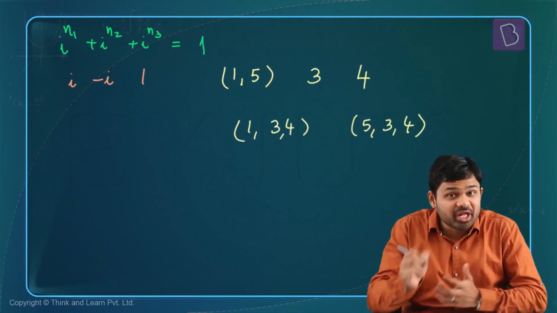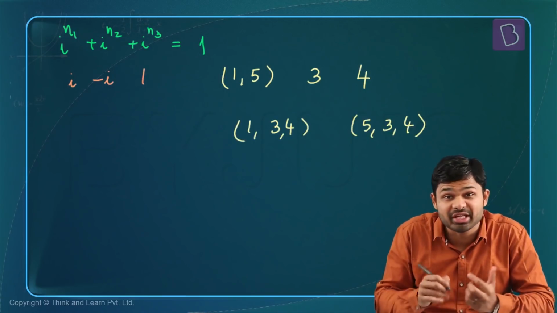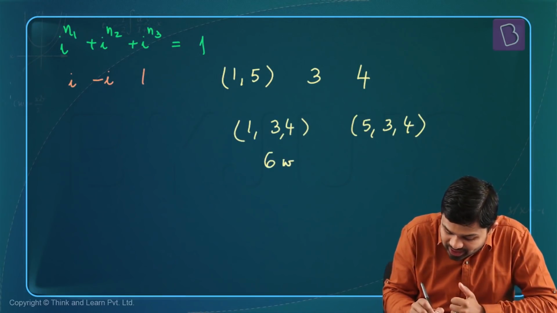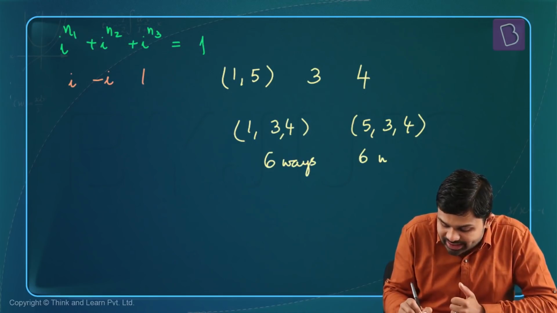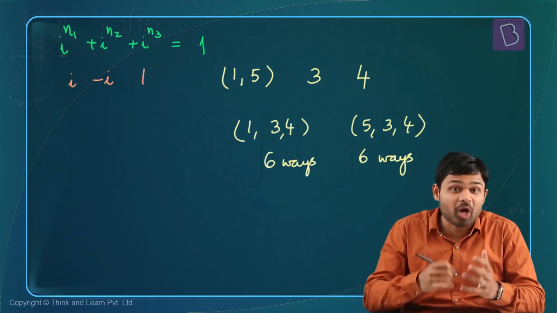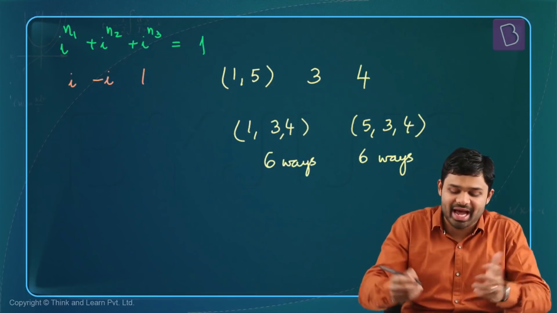Well, again, different permutations of this. These can be permuted in 3 factorial ways, or in 6 ways. Both these can be permuted in 6 different ways. So now let's find out the probability of this happening with the fair die and the biased die.